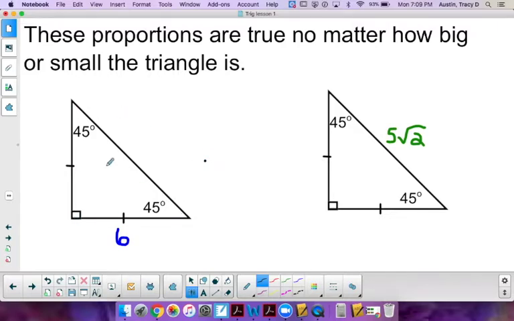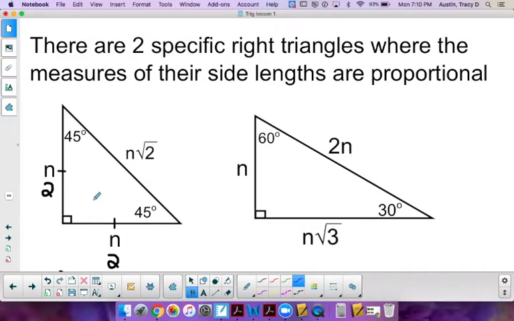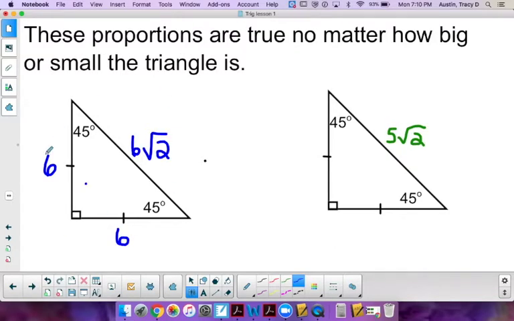We have a 45, 45, 90, and one of your leg measures is 6. Well, if one leg measures 6, that means the other one is also 6, and that means the hypotenuse is 6 root 2. And I don't actually have to try and solve for that using the Pythagorean theorem, because I know from my notes back here that that is the way the proportion works.